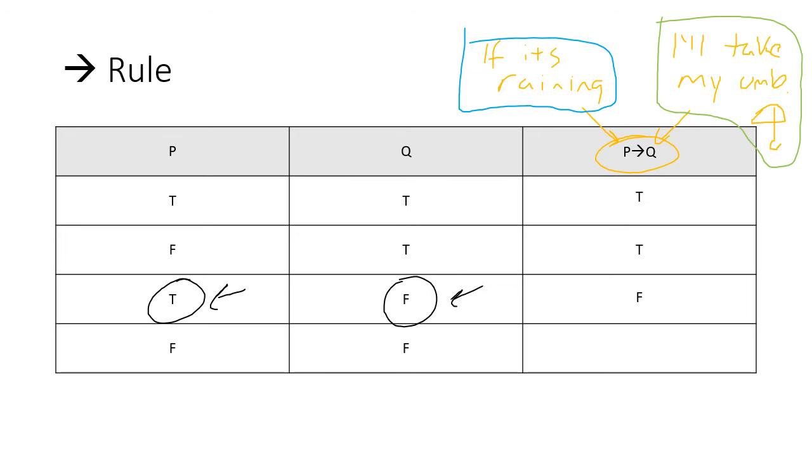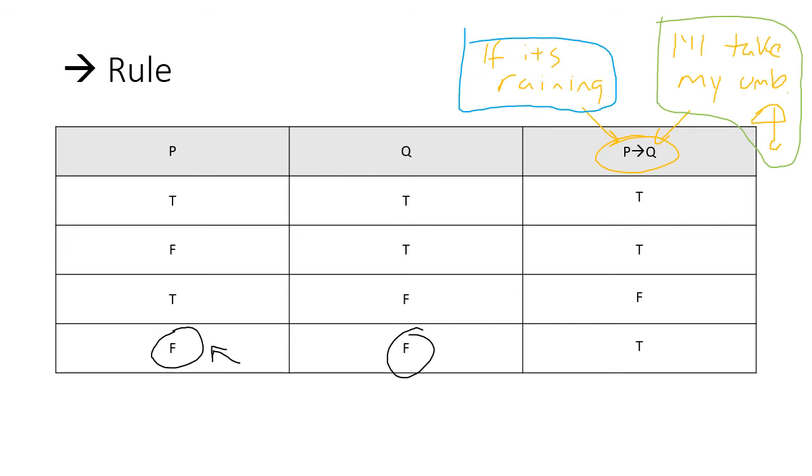Now in this final situation, it's also a little bit tricky, a little confusing, because here it's saying it's not raining, I didn't take my umbrella. And you might think, well, they're both false, so this has to be false. But actually in this situation, the statement is true. And the reason the statement is true is because the left side is false.